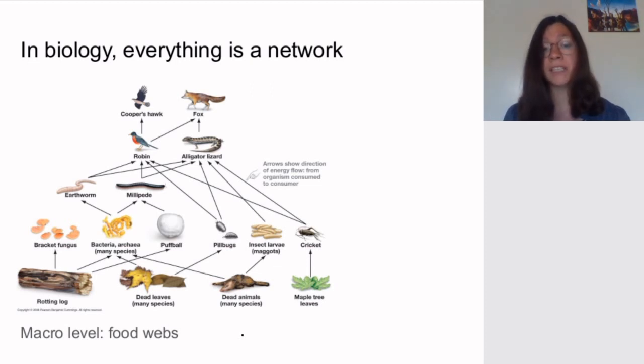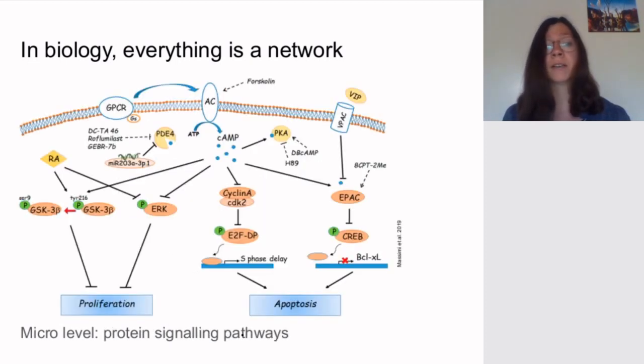But the same principle also applies to microscopic level. So here, for example, you see a map of protein signaling pathways. Here, all the vertices are different proteins, and the edges are the way these proteins interact with each other in a process of transmitting signal within a biological cell.